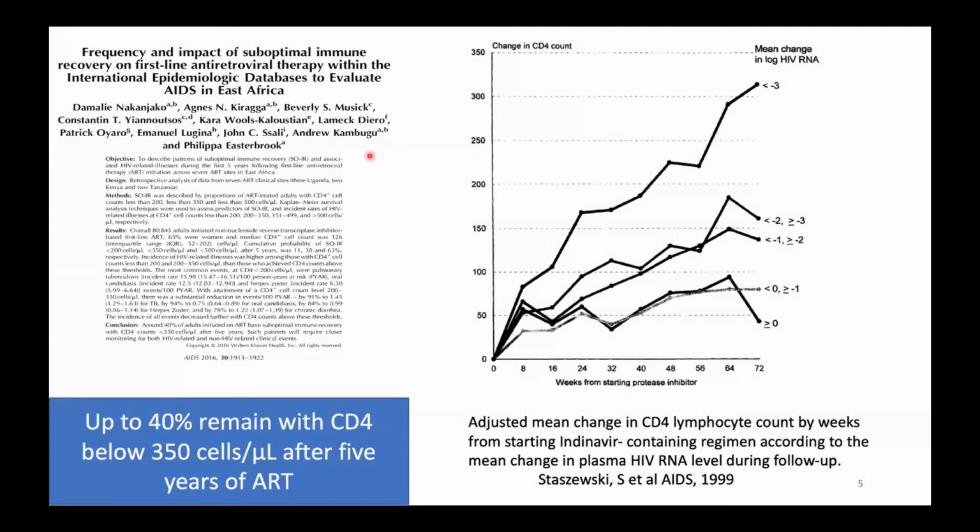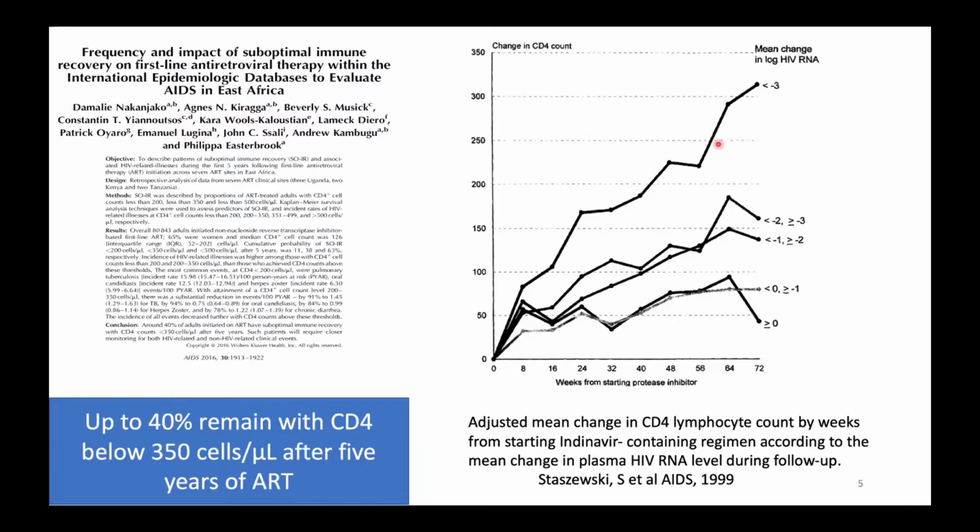I highlight two important studies that I came across, again, one from Uganda, that was looking at the frequency and impact of suboptimal immune responses within a couple of countries within East Africa. And when they looked at the rates of CD4 change, they found that up to 40% remained with a CD4 below 350 after 5 years of ART, which is a fairly significant chunk of individuals.